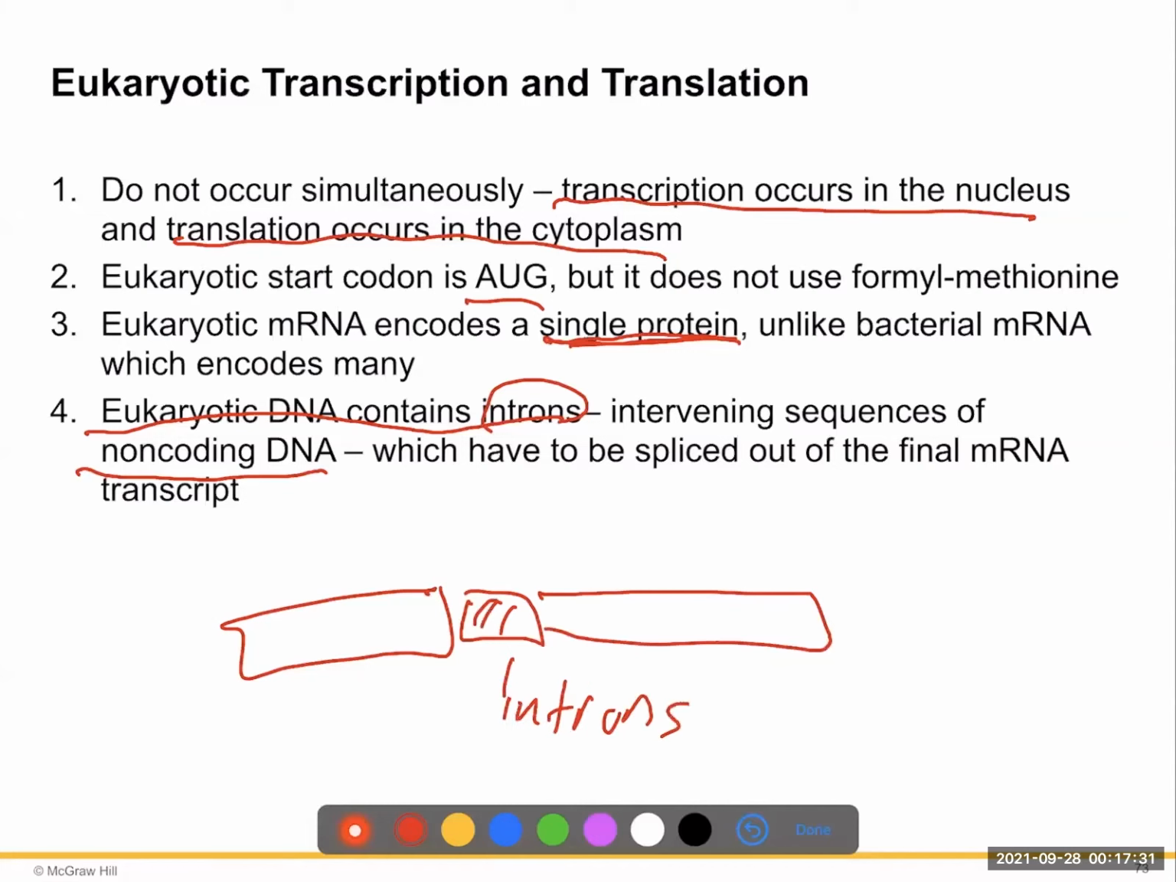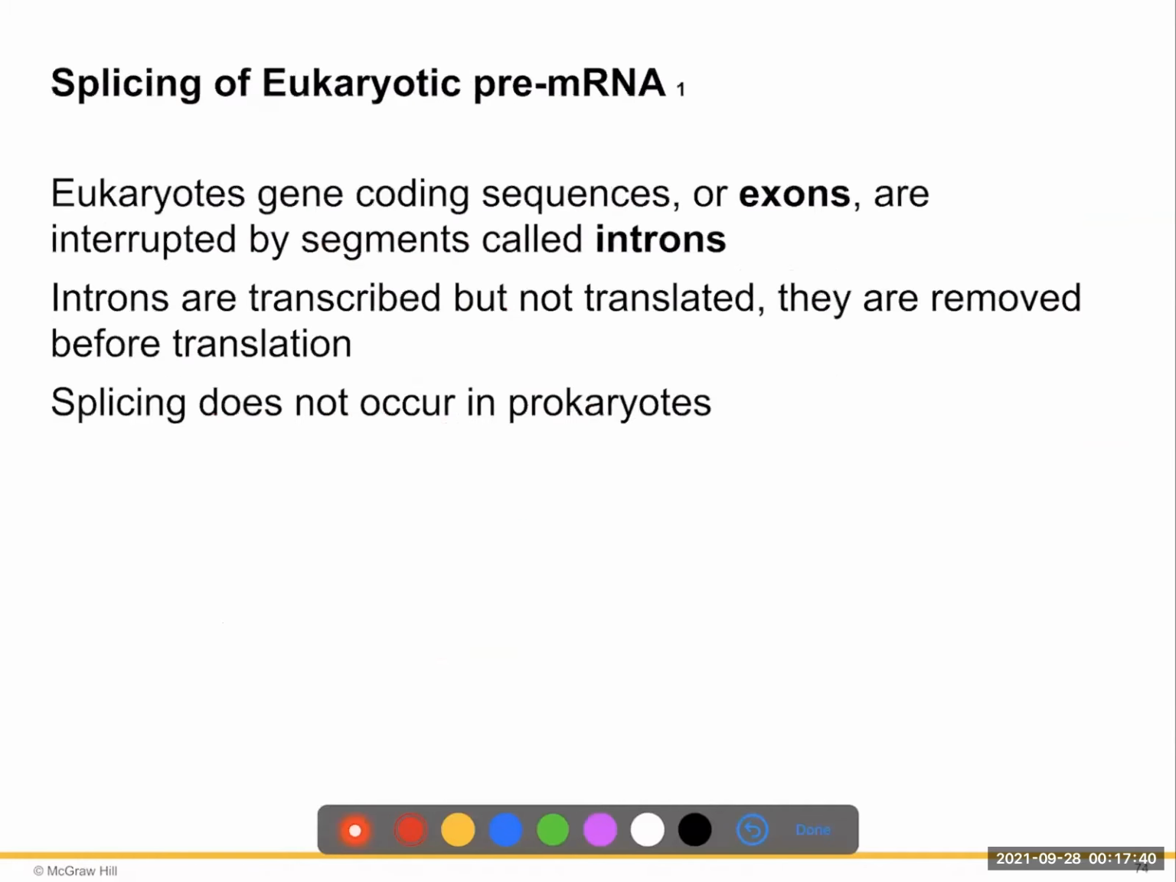They have to be spliced out of the final messenger RNA transcript. So before the RNA is used, these are spliced out of the way so the coding sections can come together. So the eukaryotic sequence is made of what are called exons and introns. The introns are removed and the exons are spliced together. Introns are transcribed but not translated. They're removed before the transfer RNA gets to put the amino acids in place.